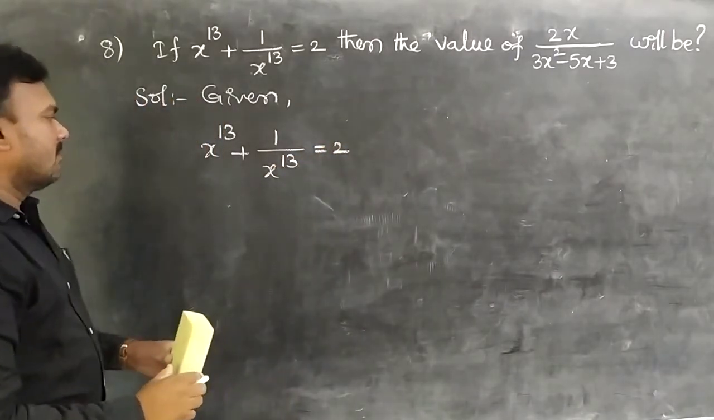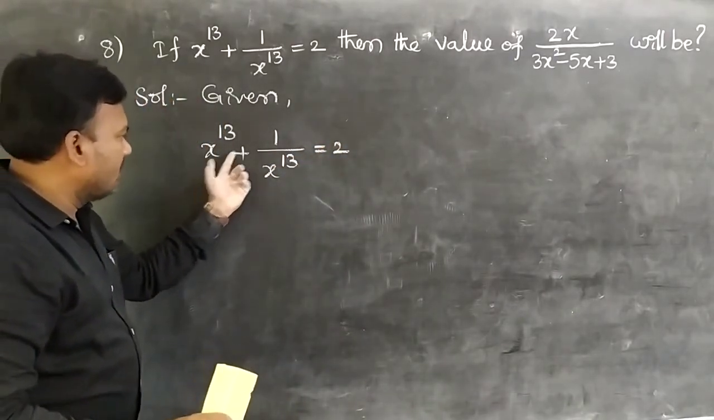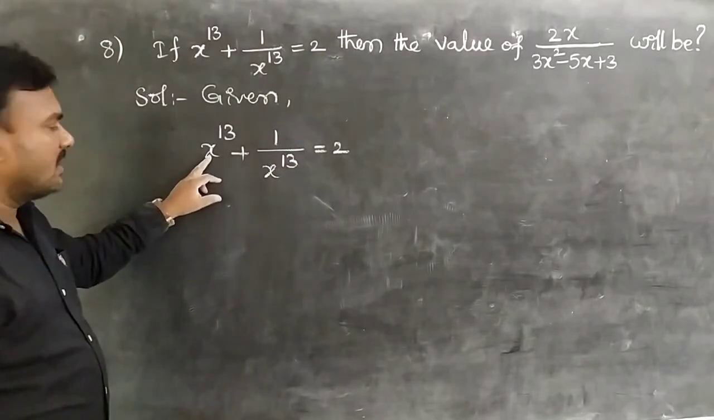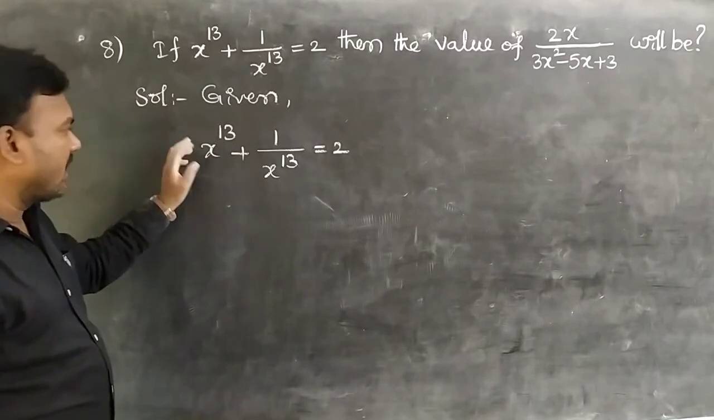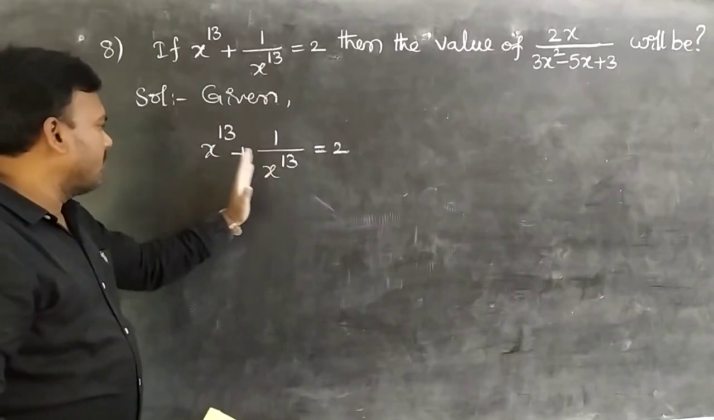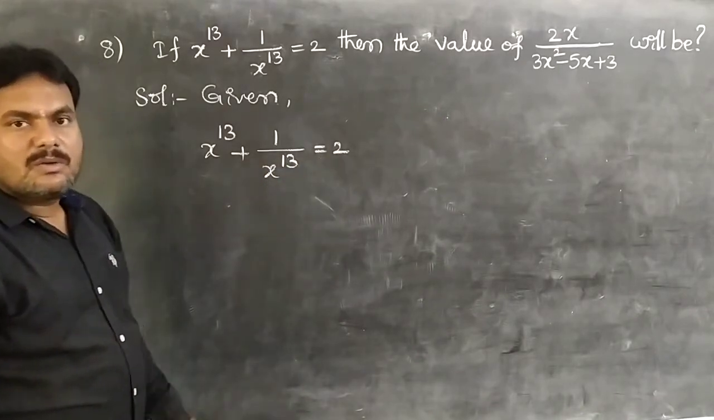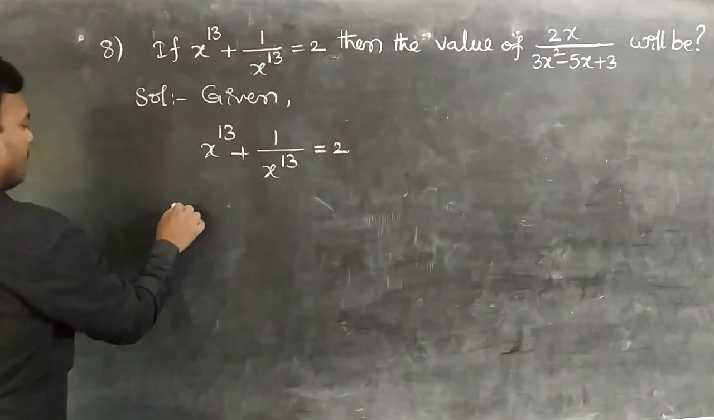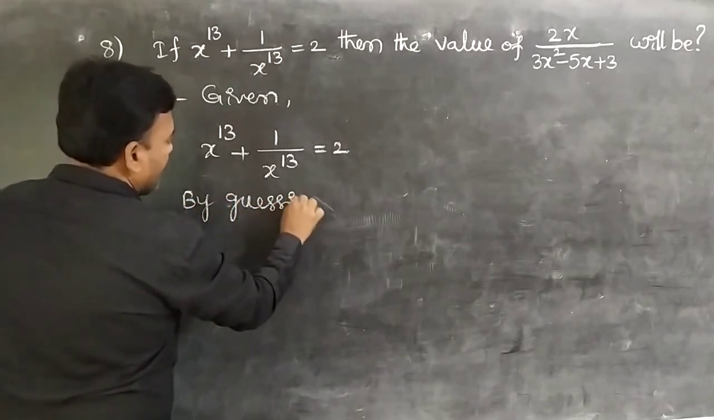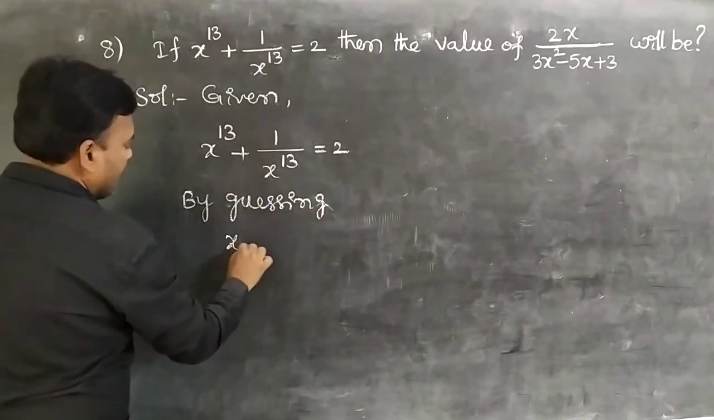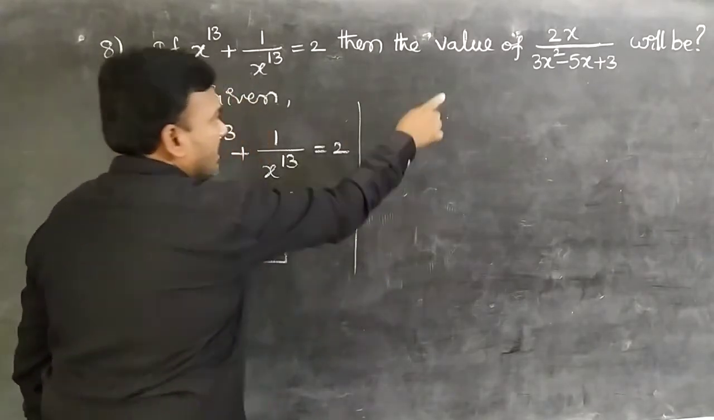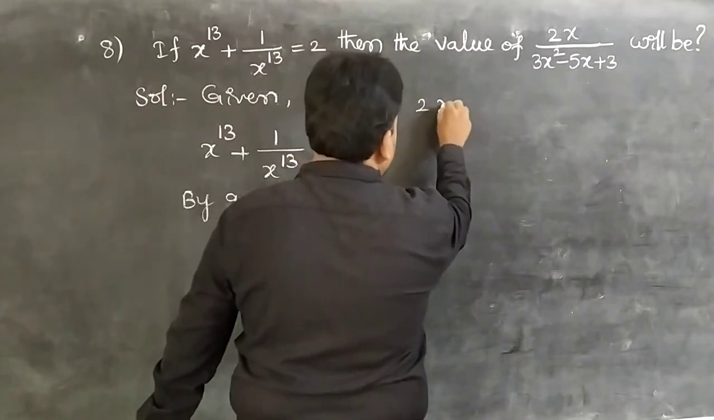Here, by guessing, put x equal to 1. Are both sides equal or not? Check it, students. If x is replaced by 1, 1^13 is 1, and 1 by 1 is nothing but 1. 1 plus 1 how much? 2. So by guessing x equal to 1, we can get the result. Isn't it?